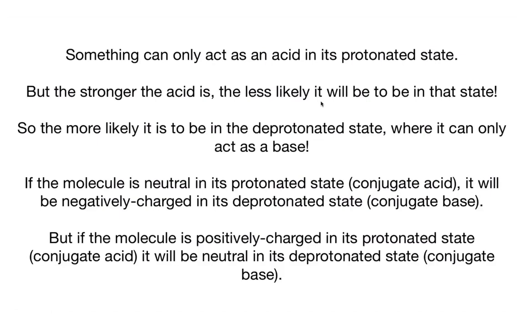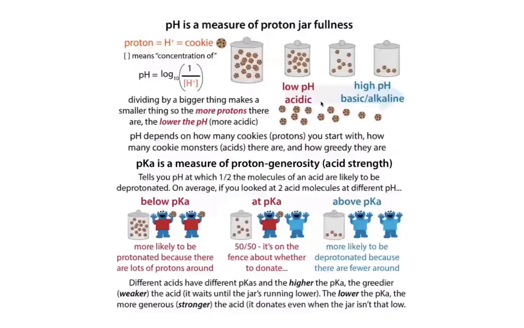And this is all assuming that we're talking about a single site. When we're talking about a single site, we can talk in terms of the pKa for that site. And remember that when the pH equals the pKa, you have equal amounts of acid and base. If you're below that pKa, now that jar is fuller, there are more protons around, and you're more likely to be protonated. But if you're above the pKa, there are fewer protons around, that jar is more empty, and so you're more likely to be deprotonated.